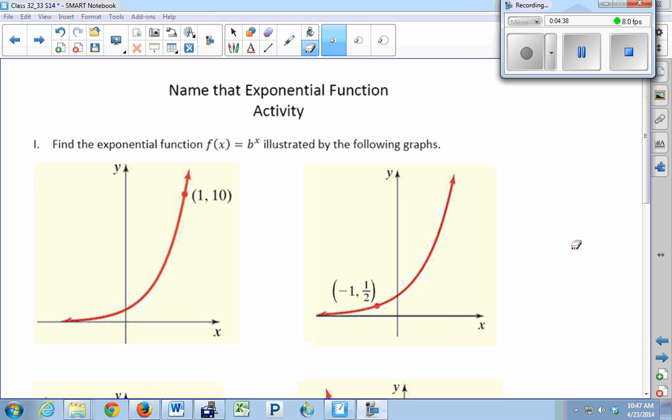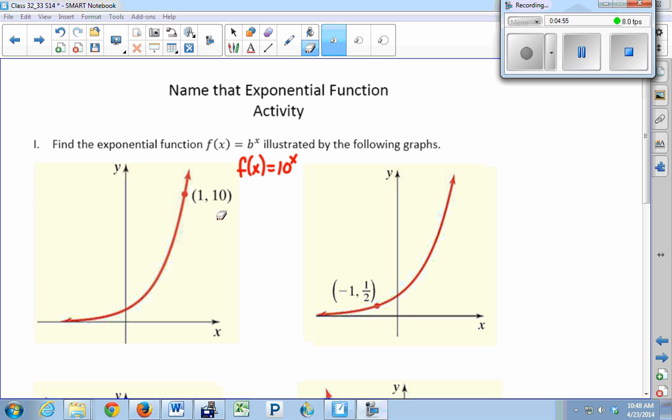Okay, so what did we get for this? What function can we illustrate by the first graph? f of x equals 10 to the power of x, right?